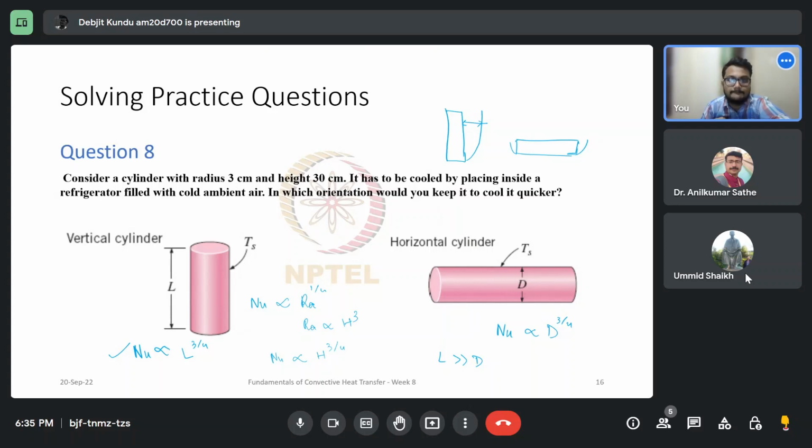But then, sir, I think for the plate, the dimension matters. Somewhere there is a threshold value. Here it is 30 centimeters and 3 centimeters. There is an appreciable difference between the length and diameter, and that difference is there. We are considering a finite body with finite dimensions over here.